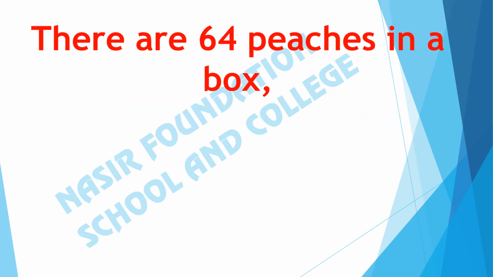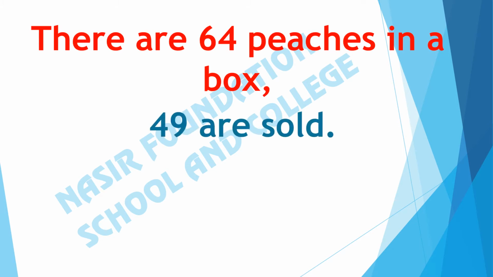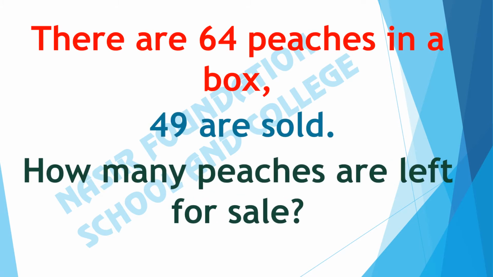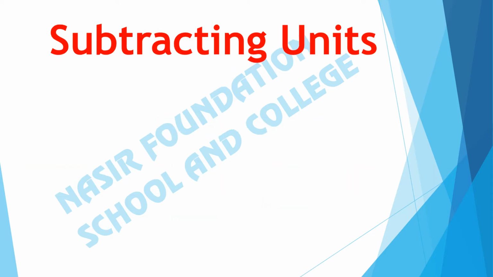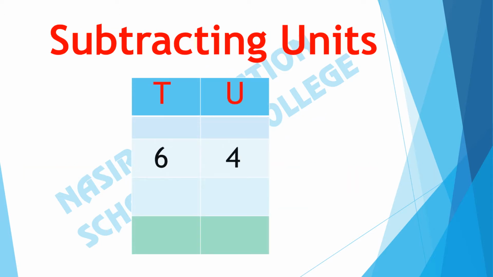There are 64 peaches in a box. 49 are sold. How many peaches are left for sale? We will subtract the number of sold peaches from the total number of peaches. So we will draw the chart and we will write 6 in the tens column and 4 in the units column. Same we will write 4 in the tens column and 9 in the units column. We will use the sign of subtraction here.